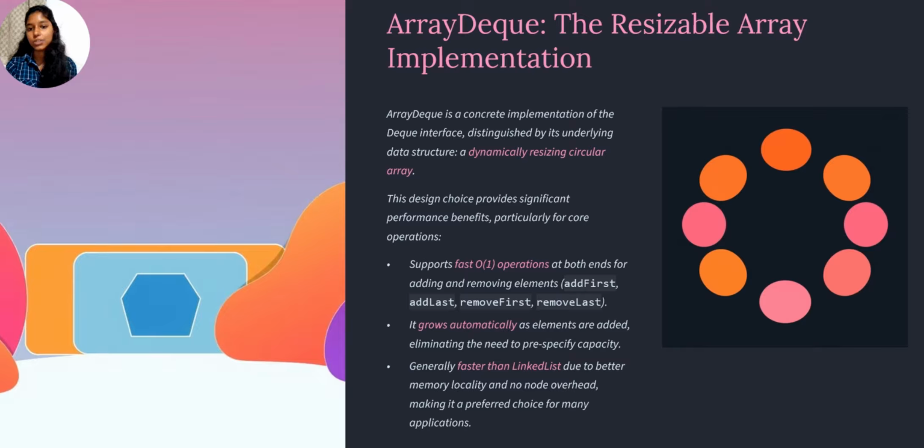This design choice provides significant performance benefits, particularly for core operations. Support for O(1) operations at both ends for adding and removing elements. It grows automatically as elements are added, eliminating the need to pre-specify capacity. Generally faster than linked list due to better memory locality and no node overhead, making it a preferred choice for many applications.